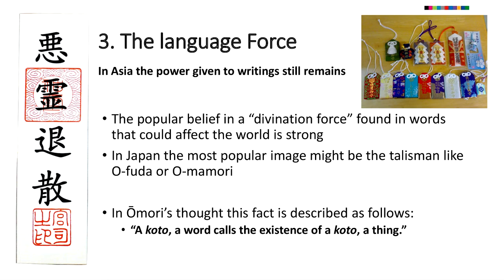And you've also got the omamori. For those who haven't been to Japan, we go to the temple and then we receive a small omamori that is usually used for 6 months or 1 year in order to have good luck in the future, around the things that are written on it. So the belief that words affect the concrete world is there, right? So that's the whole idea. In Ōmori Shōzō, this fact is described as follows. A koto, which is a word, calls forth the existence of a koto, which is a thing, okay? This is what happened. So he plays with words and things, and everything works together. There is a relation between words and things, basically. So this is the idea.